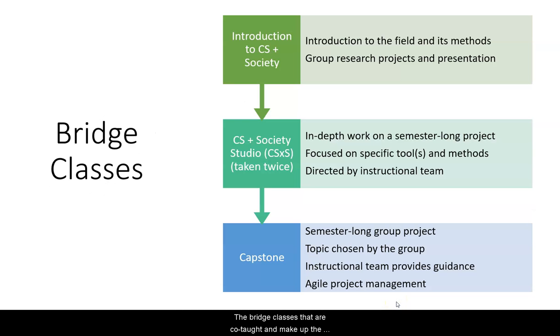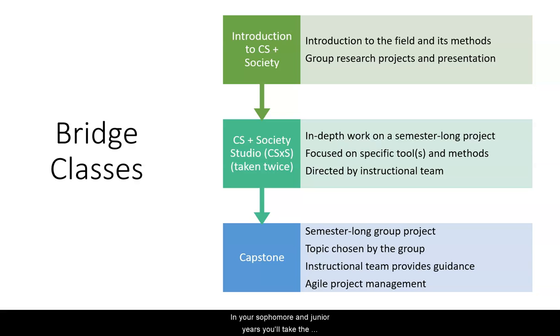The bridge classes that are co-taught and make up the core of the major start off with Introduction to CS and Society, and here you get a basic orientation to the field. You will also work on some group research projects and practice making a poster and presenting your research. So that'll be undergraduate independent research in your very first semester.